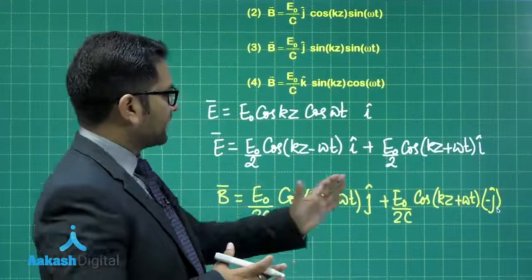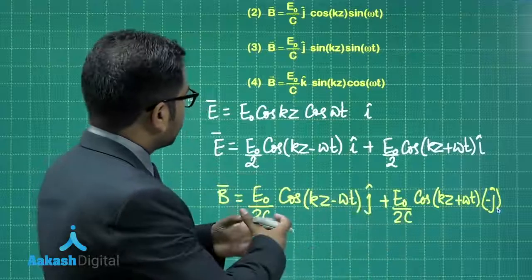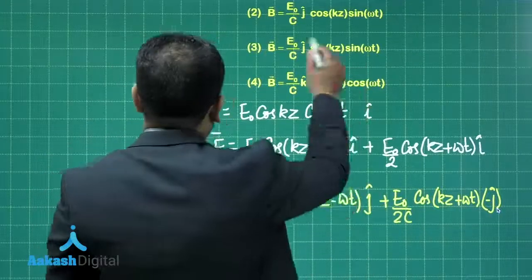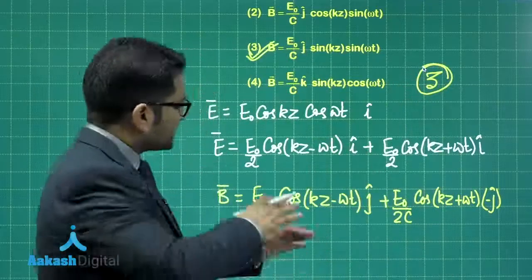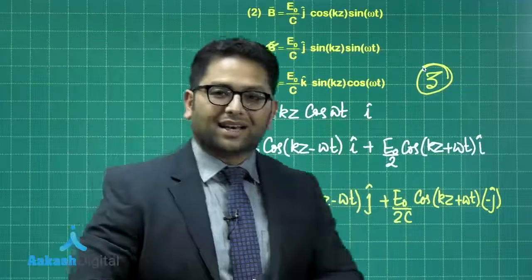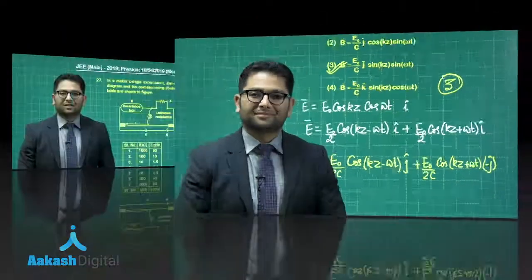So I got the magnetic field, and a slight bit of rearrangement again. You just try to condense it. When you do that, option number 3 will come out to be the correct option. A slight bit of modification, but quite a nice question. Now let's move to the next one.